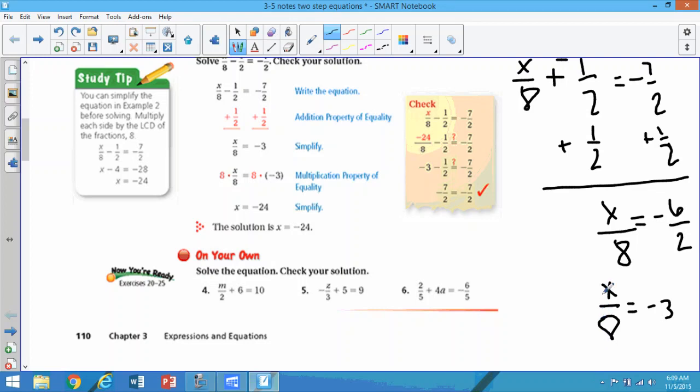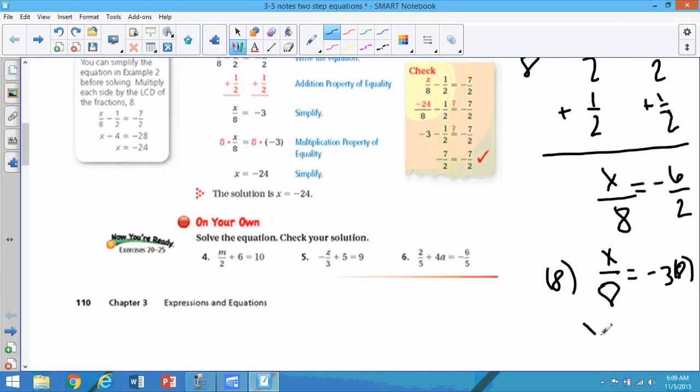Then this is division. The opposite of division is multiplication. So you have to multiply both sides by the number that you're dividing by. So you're going to multiply both sides by 8. These two end up being 1, and 1 times x is x. So because of the multiplicative identity, you can bring down your x, and then a negative 3 times 8 is a negative 24. That's how you do those types of problems.